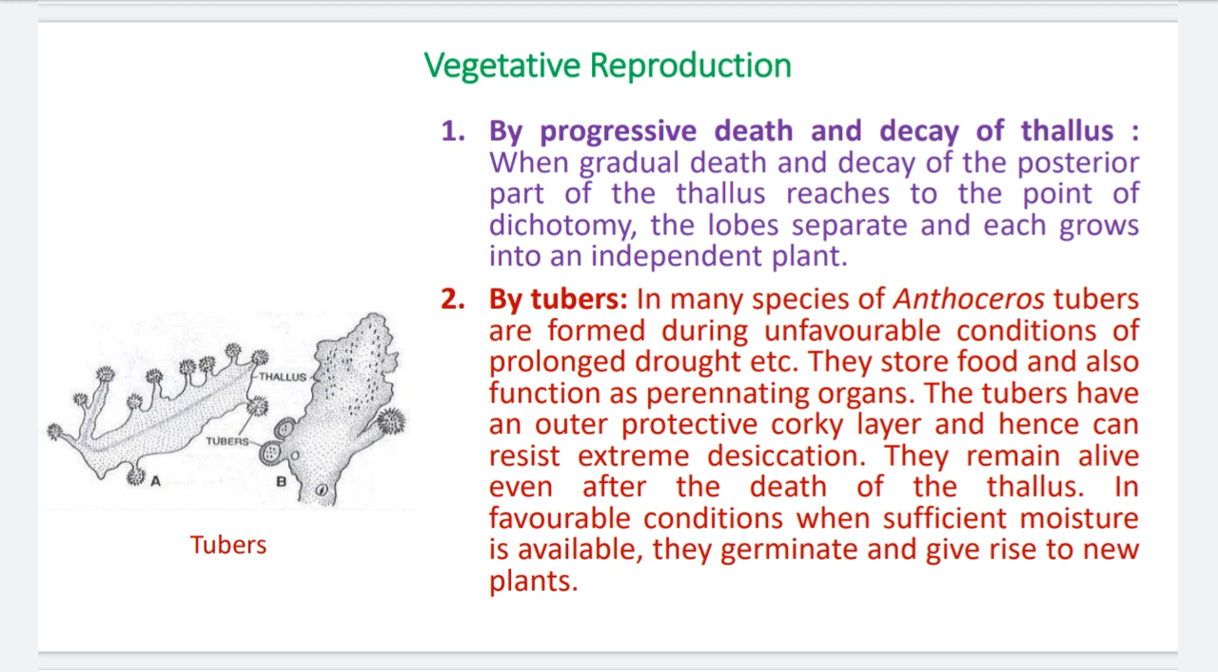See the explanation. When gradual death and decay of the posterior part, posterior म्हणजे पाठीमागचा भाग, मागील बाजू, posterior part of the thallus reaches to the point of the dichotomy, the lobes separate and each grows into an independent plant.